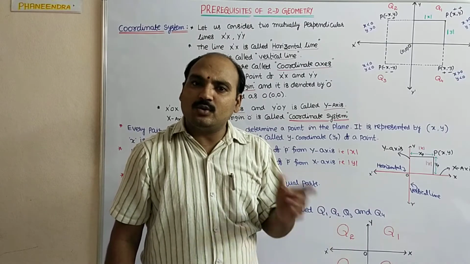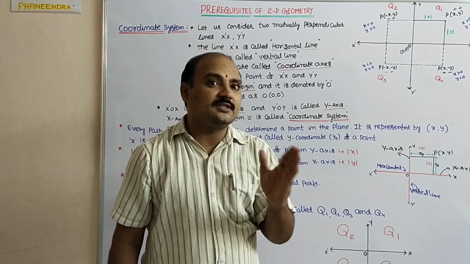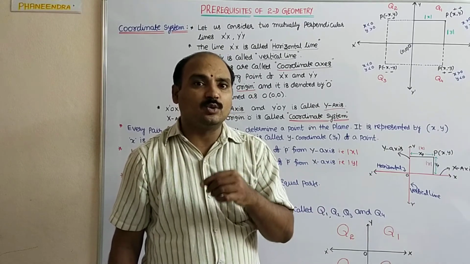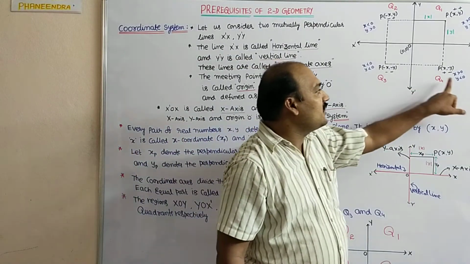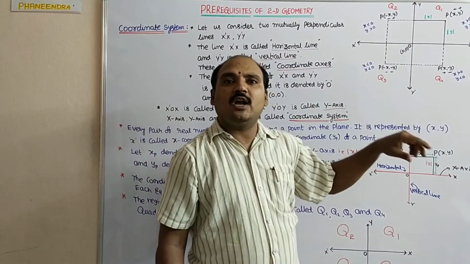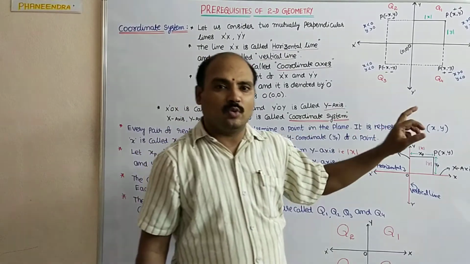Now 3 comma minus 2. X is equal to 3, so it is greater than 0. Y is equal to minus 2, less than 0. X is greater than 0, y is less than 0. In the fourth quadrant it is possible. Therefore, 3 comma minus 2 belongs to the fourth quadrant.